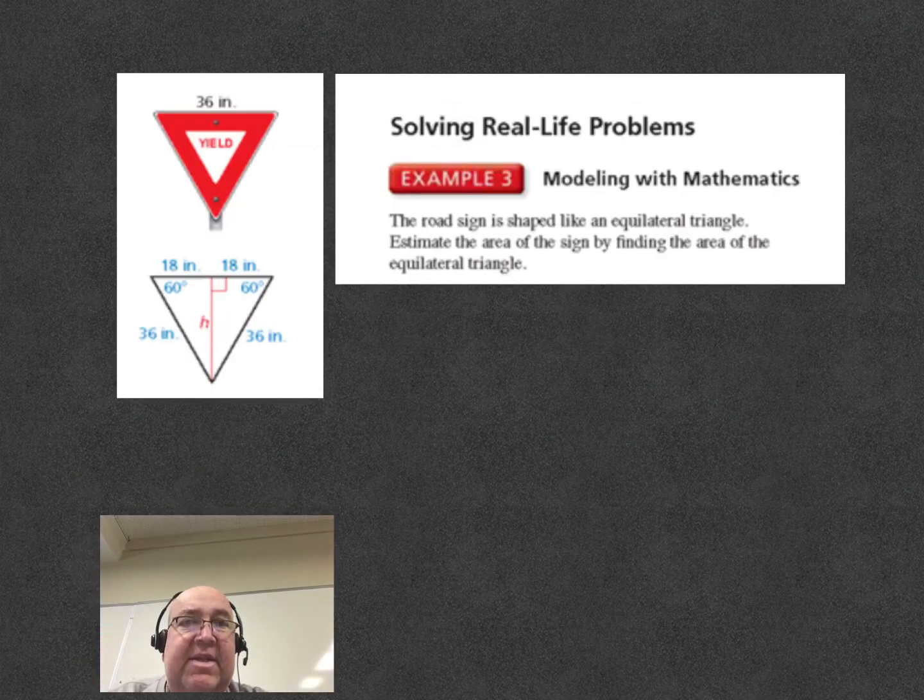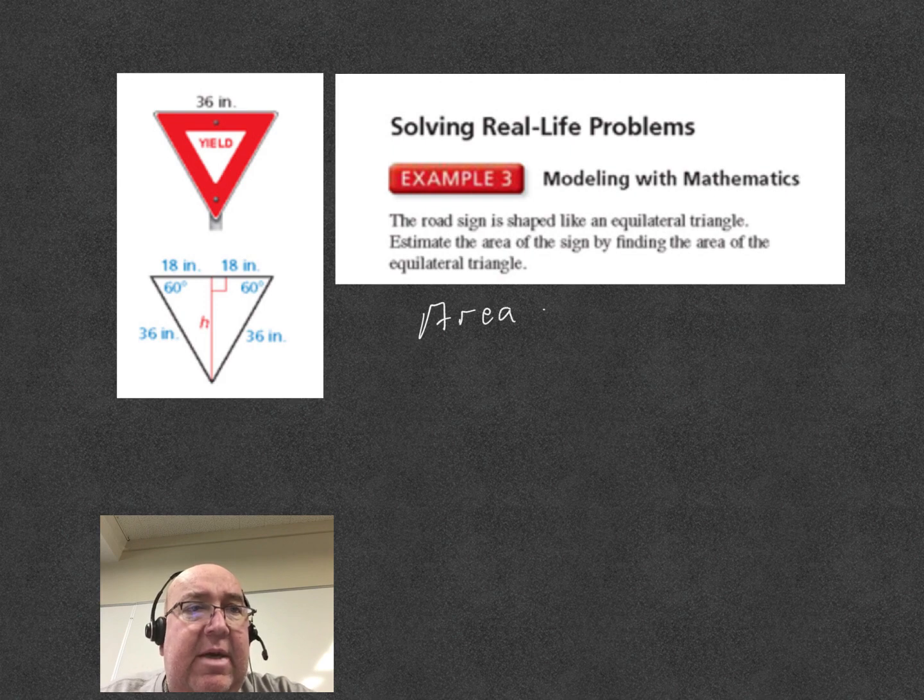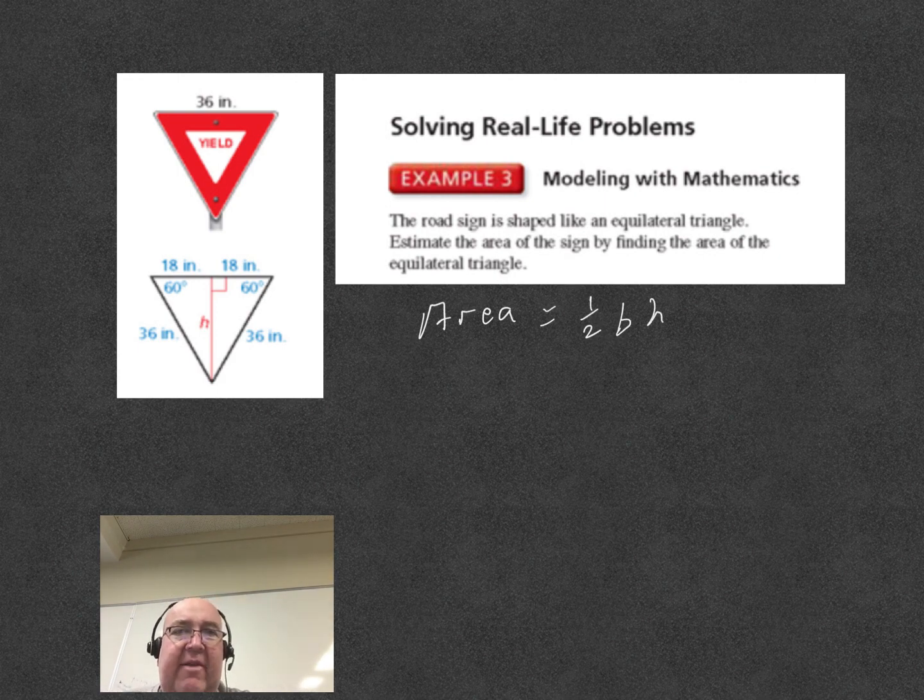Alright, we want to use this to find the area of a triangle. Remember, the area of a triangle is equal to 1/2 the base times the height. So we need to find our height value, which is going to be our shorter leg times square root 3. So our h in this case is going to be 18 square root 3.